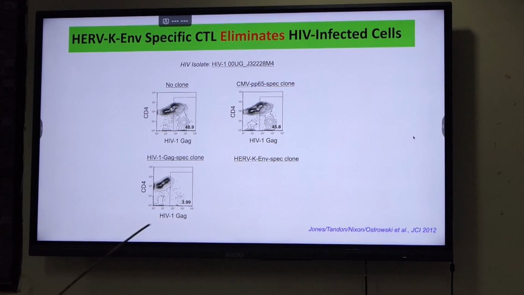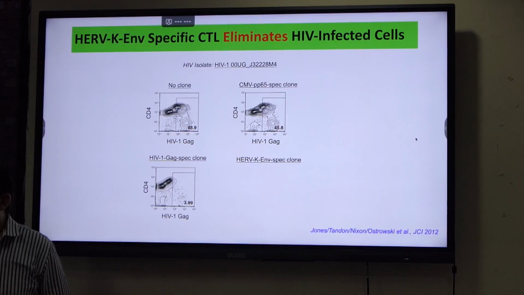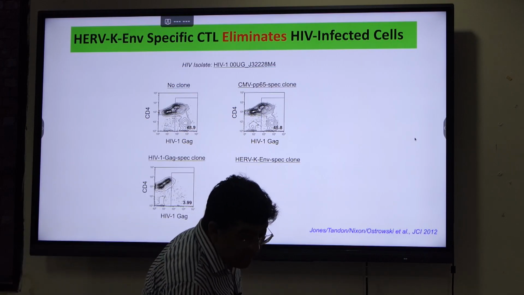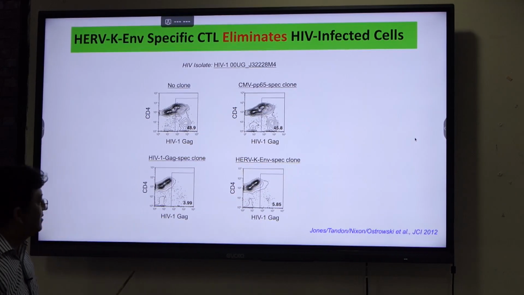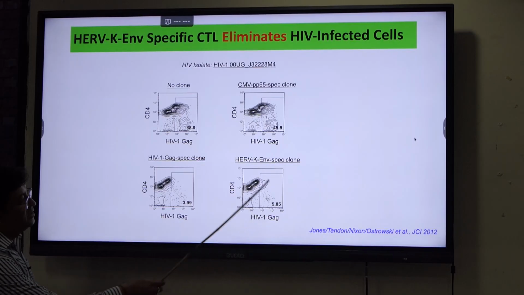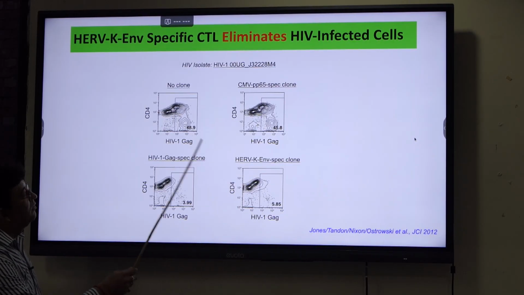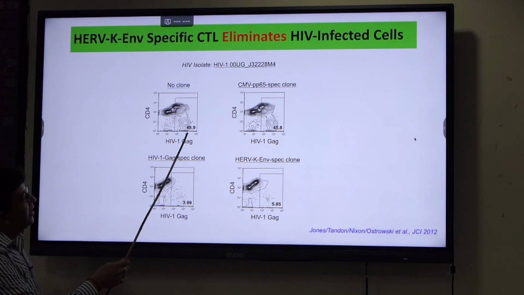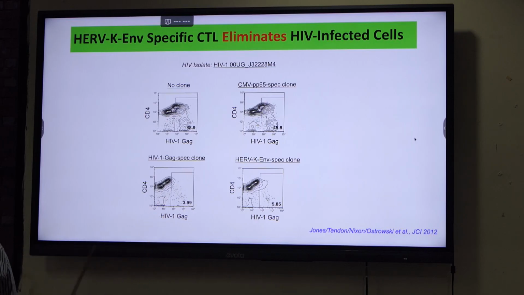But the interesting thing is that we need to know what HERV specific clones are doing, whether they are also able to lyse HIV infected cells or not. If they lyse, we should expect a very low percentage of HIV infected cells. You see that indeed, when we add the HERV specific clone, it also brought down this GAG percentage from 49.9% to 5.85, suggesting that the HERV specific CD8 T cell clone has the ability to lyse HIV infected cells.